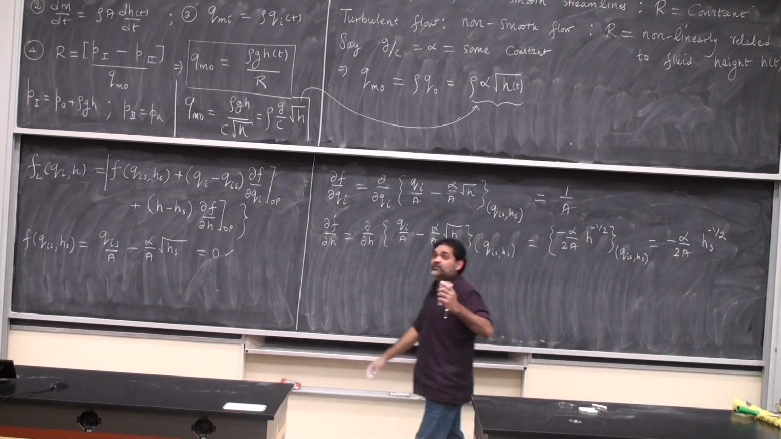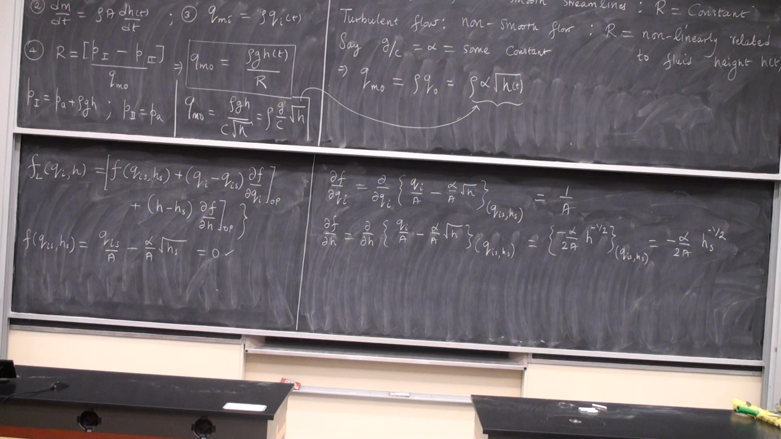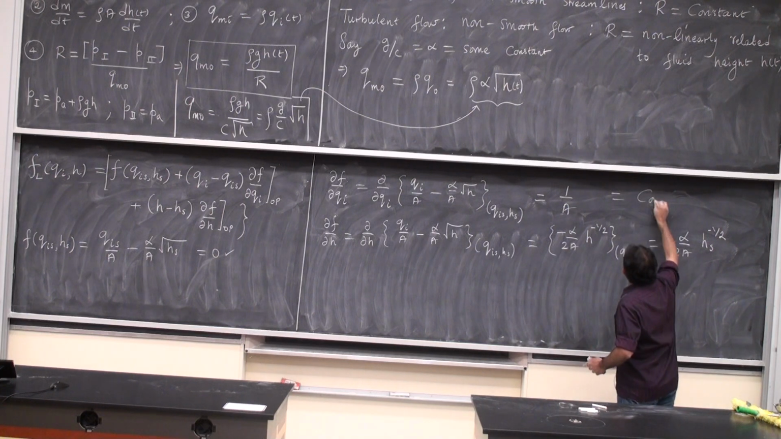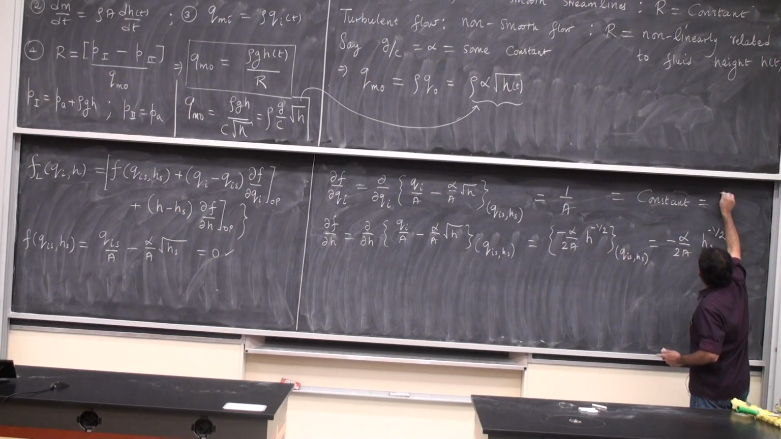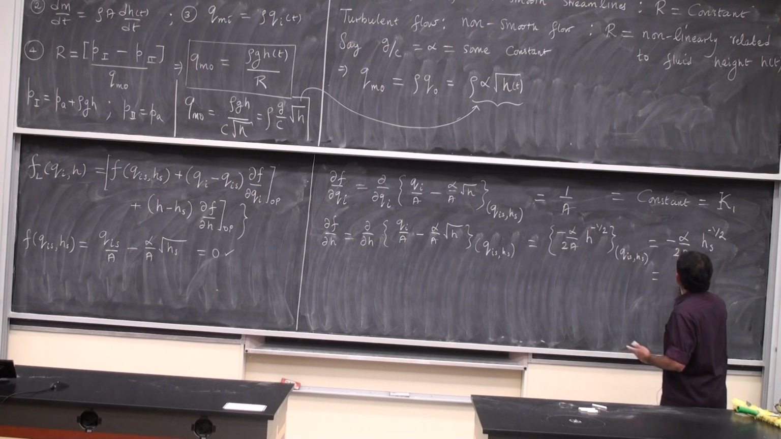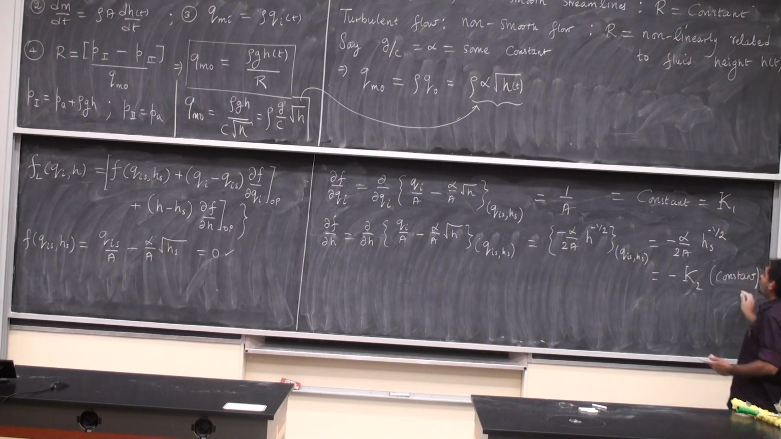Those partial derivative terms should always give you some constants. They should not give you any time-varying functions. They will always be constants. I'm going to call this some constant k1. This is also a constant, call it a constant k2. I want to put the negative sign because I want to show you something.